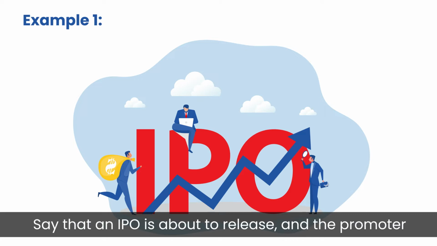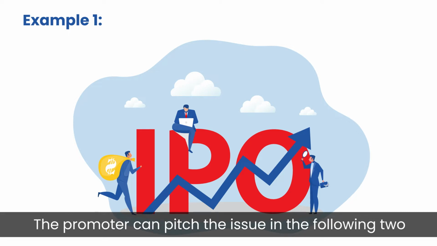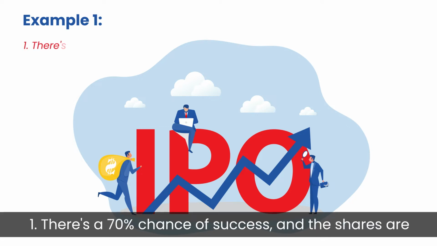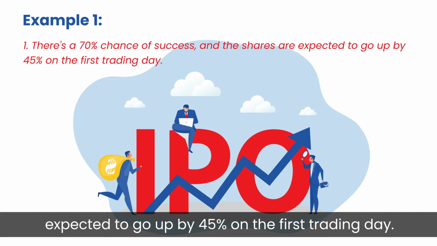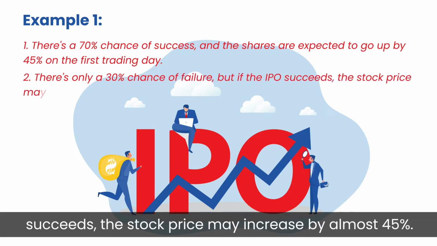Example 1. Say that an IPO is about to release and the promoter is pitching the stock to investors to buy it for $200. The promoter can pitch the issue in the following two ways. 1. There is a 70% chance of success and the shares are expected to go up by 45% on the first trading day. 2. There is only a 30% chance of failure, but if the IPO succeeds, the stock price may increase by almost 45%.